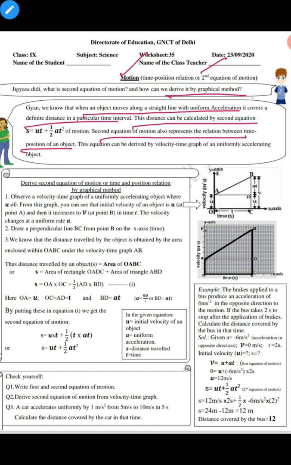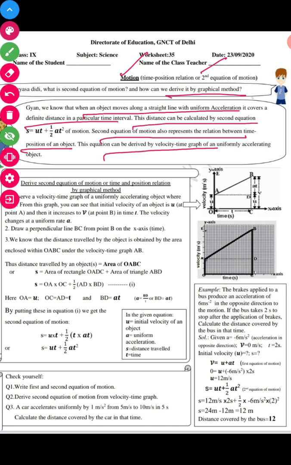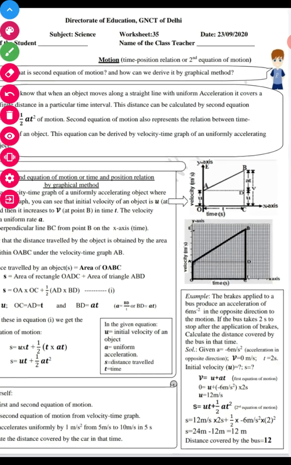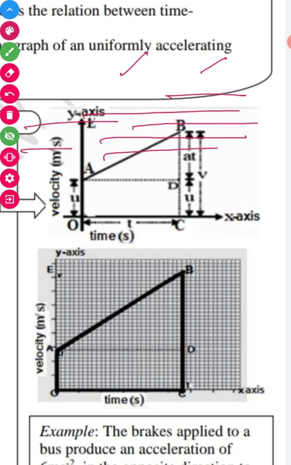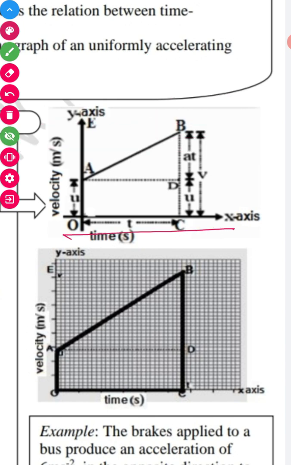The second equation of motion tells us about the position of an object, and this equation can be derived with the velocity time graph of a uniform acceleration of an object. I'll show you the graph. On the x-axis we have time, on the y-axis we have velocity, and in this case u should not be equal to 0. It must have some value.